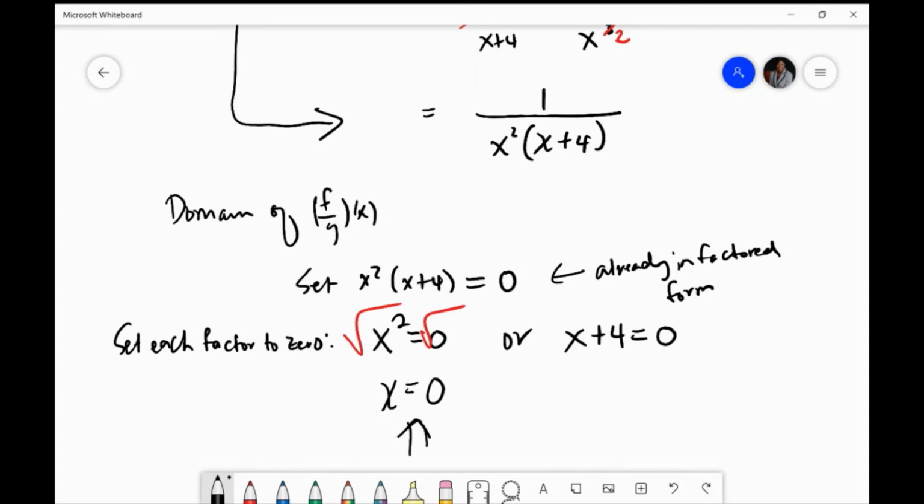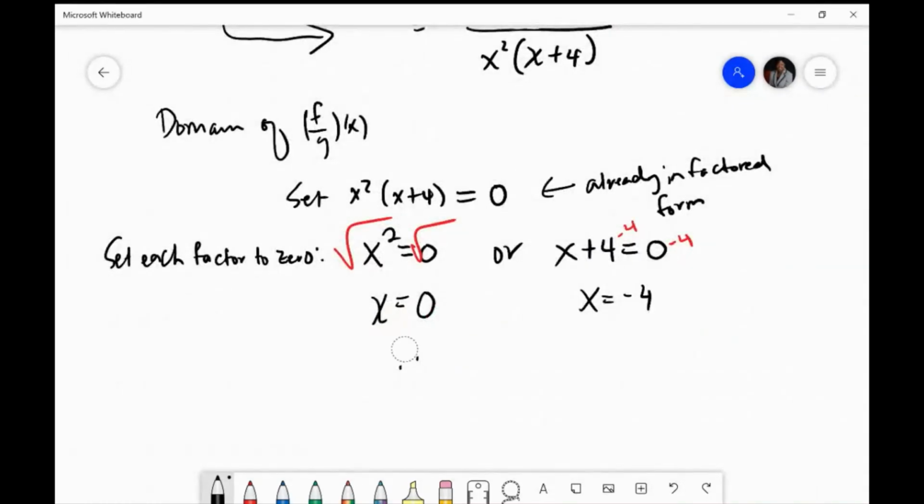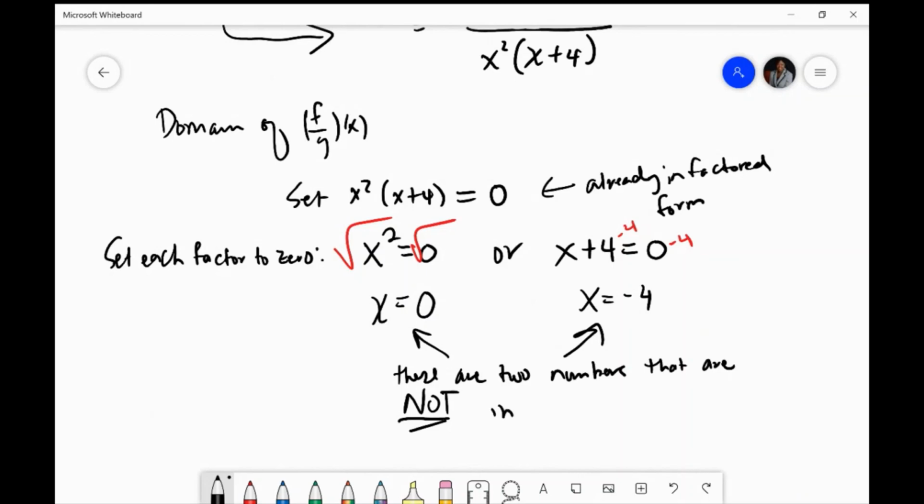All right, this one, we subtract 4, and we get negative 4. x equals negative 4. All right, so these are the two numbers that are not in the domain. So we've got to figure out how to write the domain and exclude these two numbers.